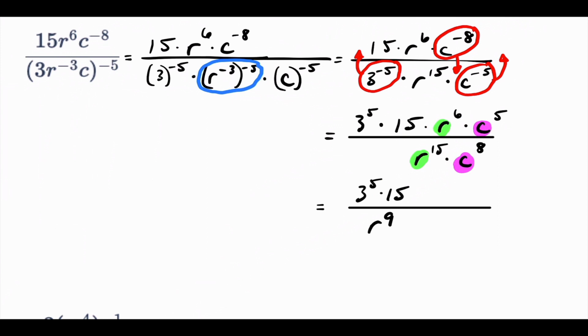C, same thing. I'm going to subtract 5 and 8. 5 minus 8 is negative 3. Where are the 3 going to be left over, on top or on bottom? Bottom, good.